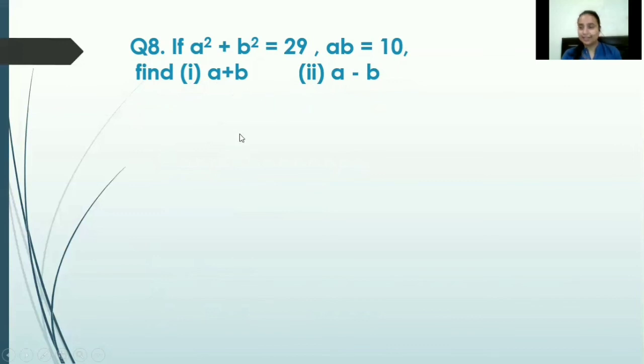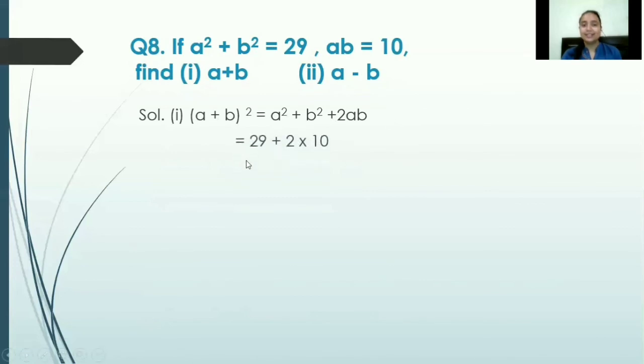So which identity? Any identity coming to your brain? See this? A plus B whole square equals A square plus B square plus 2AB. Do this. See, A square plus B square is given as 29. I have just put it here. So I just substituted the value, nothing else. Plus 2 multiply AB. AB is given as 10.